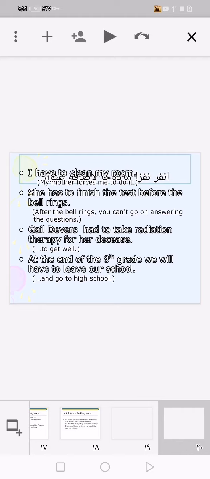Number 1, first sentence: I have to clean my room. Number 2: she has to finish the test before the bell ring. Number 3: Jill Devers had to take radiation therapy for her diseases to get well. Number 4: at the end of the 8th grade we will have to leave our school and go to high school.